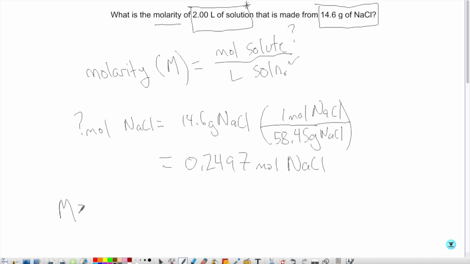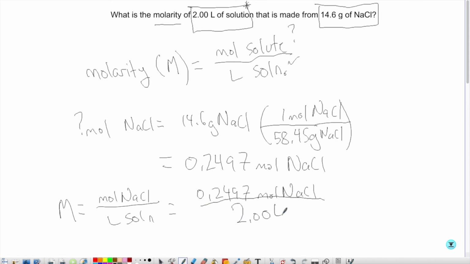Now I can take that and plug that into the equation. Moles NaCl per liter solution. I found my moles. I can put my liters in, so 0.2497 moles NaCl and this is 2.00 liters solution. Okay, and so I'm going to calculate that. One thing that it's important to notice when I'm calculating this is that I'm going to use this entire number. I'm not going to round here, right? You get 0.125 moles NaCl per liter, or just capital M molar.